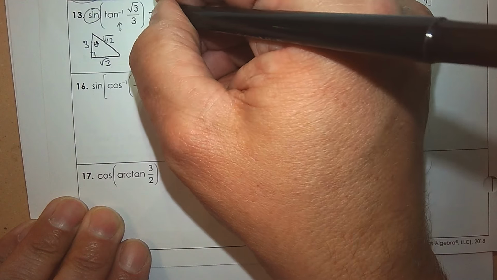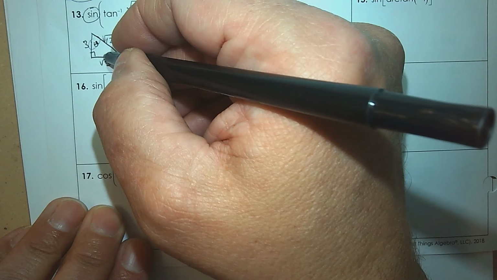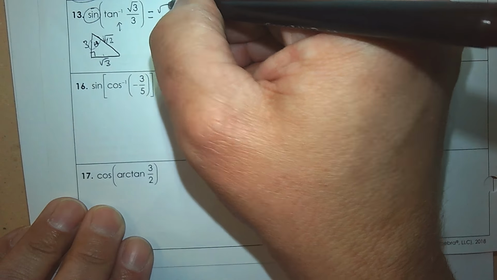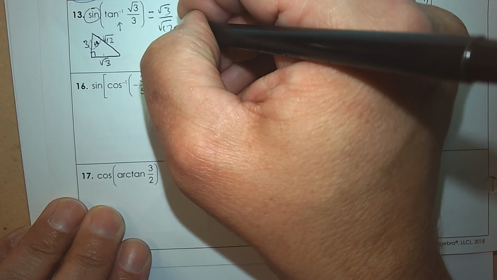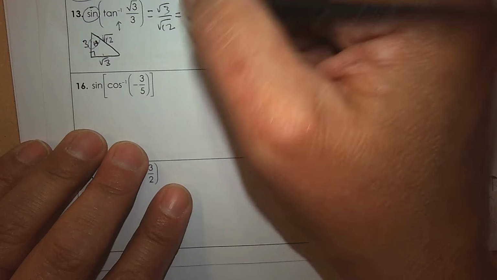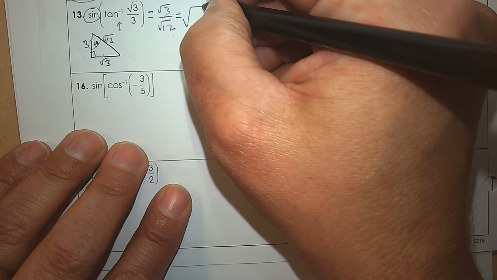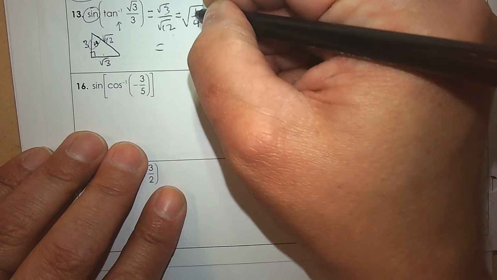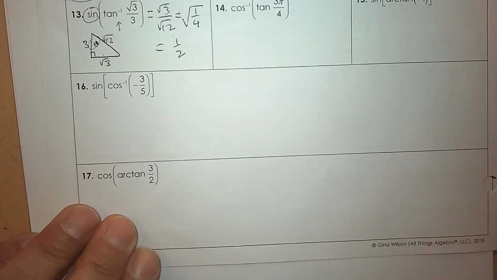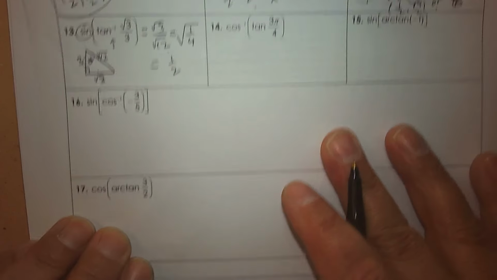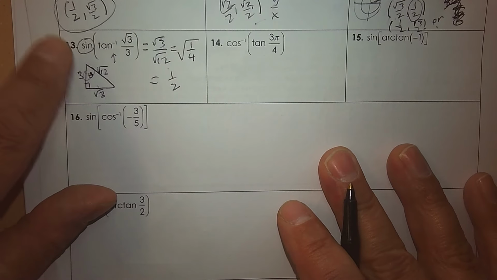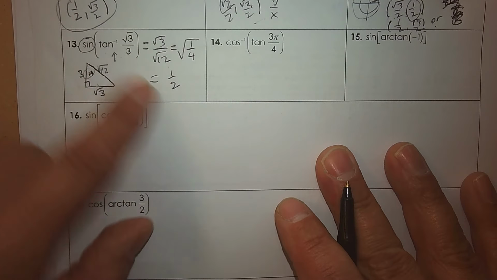And then sine is opposite over hypotenuse. Now this does reduce down. So 3 over 12 is the same as 1/4, and the square root of 1 and the square root of 4, that full answer is 1/2. Because I'm not looking for the angle, I don't need it. I can just use this and find the values I needed.